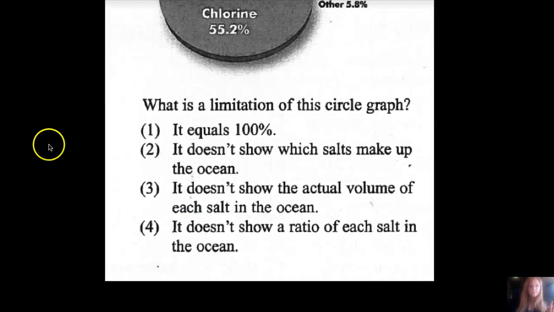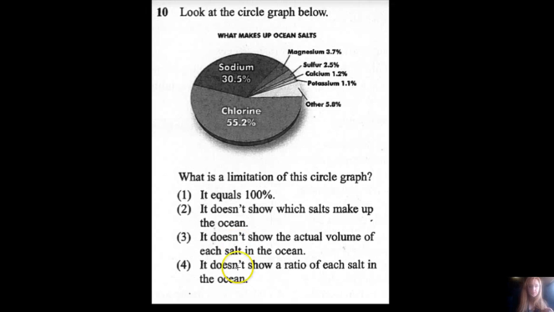All right. Number 10. Look at the circle graph below. All right, so what makes up ocean salts? We see sodium 35%, chlorine, ooh, a lot of chlorine. Didn't know that. 5.52, magnesium, sulfur, calcium, potassium, other. Oh, these sound like they're stuff in the periodic table.